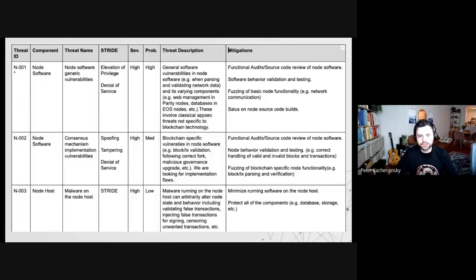This is just a small glimpse into what the threat model looks like. We have the threat name, so node software generic vulnerabilities, the STRIDE impact, so elevation of privilege, denial of service, severity, probability, description, and most importantly, a variety of different mitigations that you can implement to address this threat.